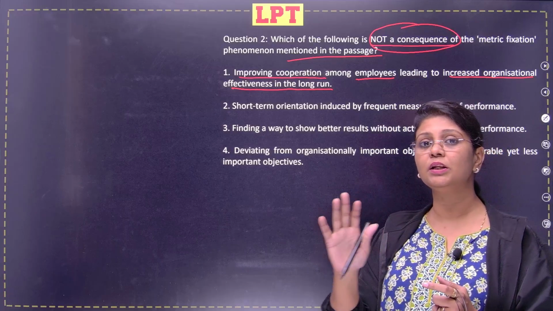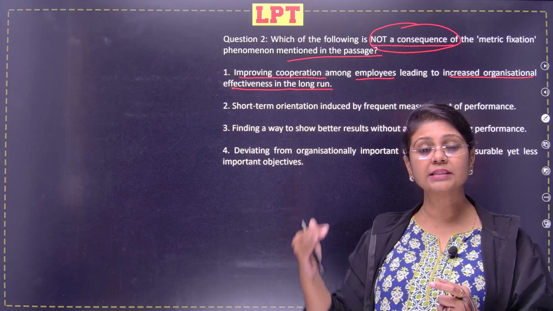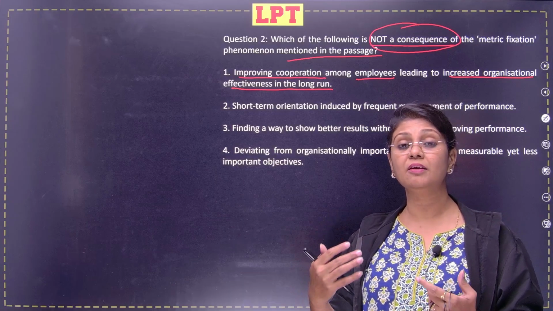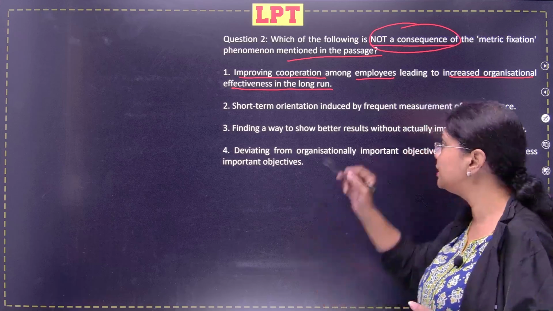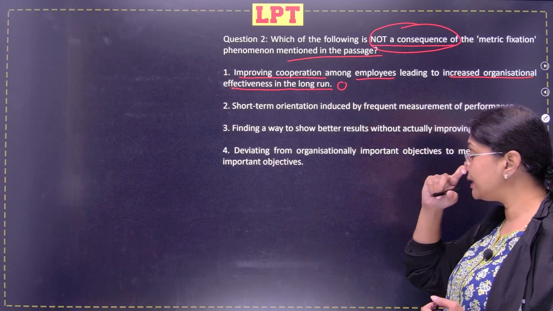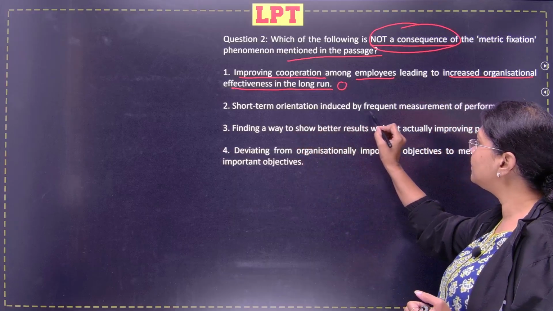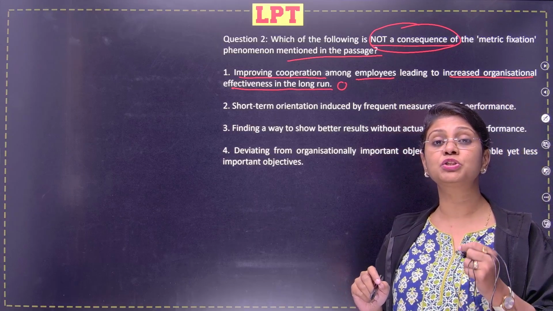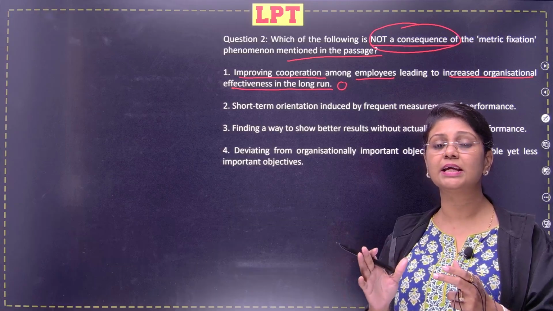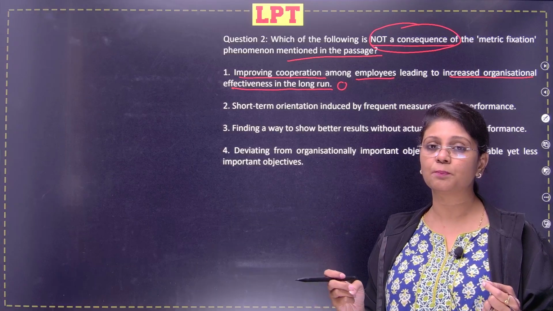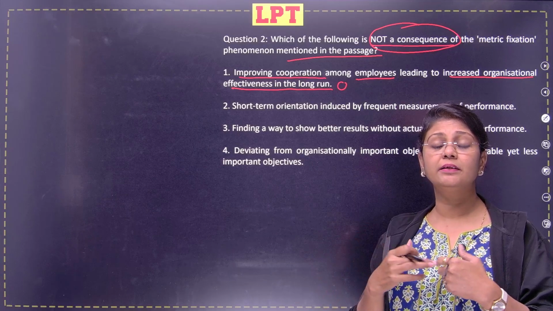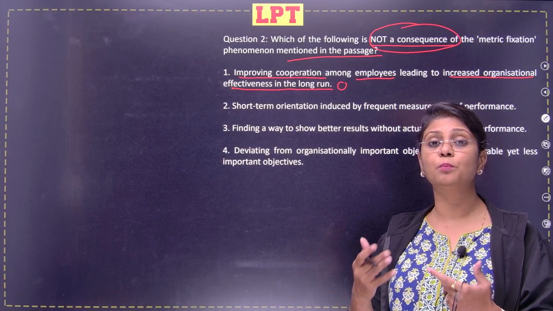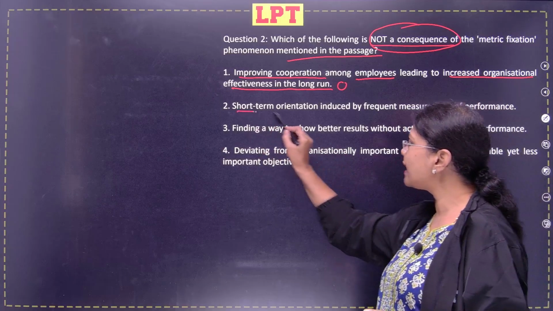So this is absolutely not a consequence of metric fixation as understood from the passage. So if you read the first option itself, I think you would have got your answer. But if you are not sure, let's also look at the other options. Let us keep it aside. Second one says short-term orientation induced by frequent measurement of performance. So when we were reading the passage, we talked about short-term goal evaluation. So the author said that when you talk about metric fixation as a process, you might overlook your organizational long-term goals as opposed to their short-term goals. So this was emphasized by the author.